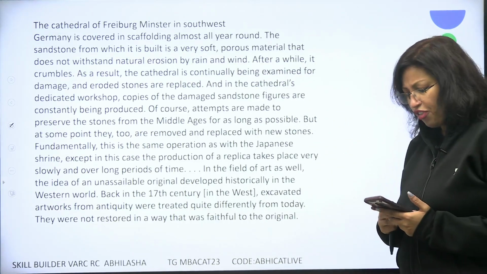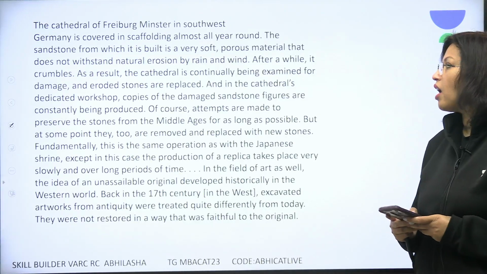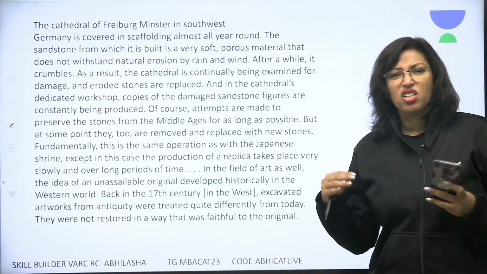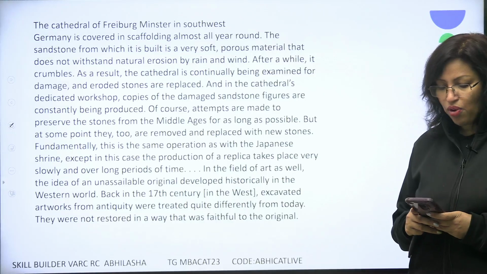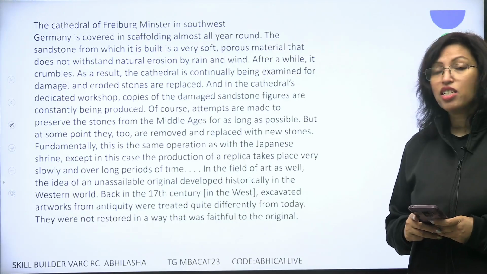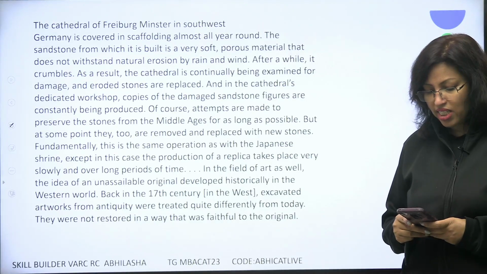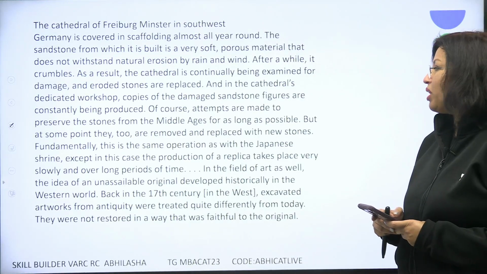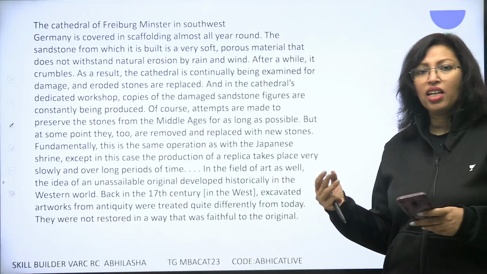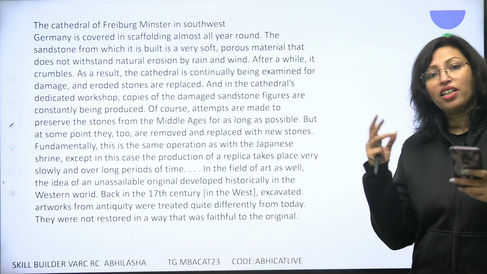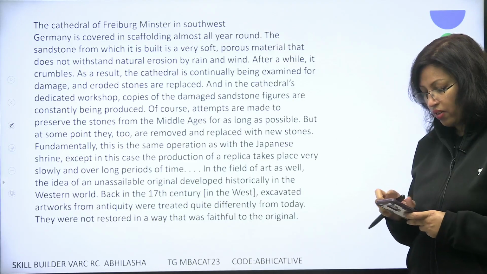The Cathedral of Freiburg Minster in southwest Germany is covered in scaffolding almost all year round. Scaffolding means construction material, okay, on which you stand and make things. The sandstone from which it is built is a very soft porous material that does not withstand natural erosion by rain and wind. So after a while it crumbles. So as a result, the cathedral is continually being examined for damage and eroded stones are replaced. So a stone breaks, they remove it and put in a new one. So probably they must have made the whole cathedral new. Still, what do they say? It is so many years old.